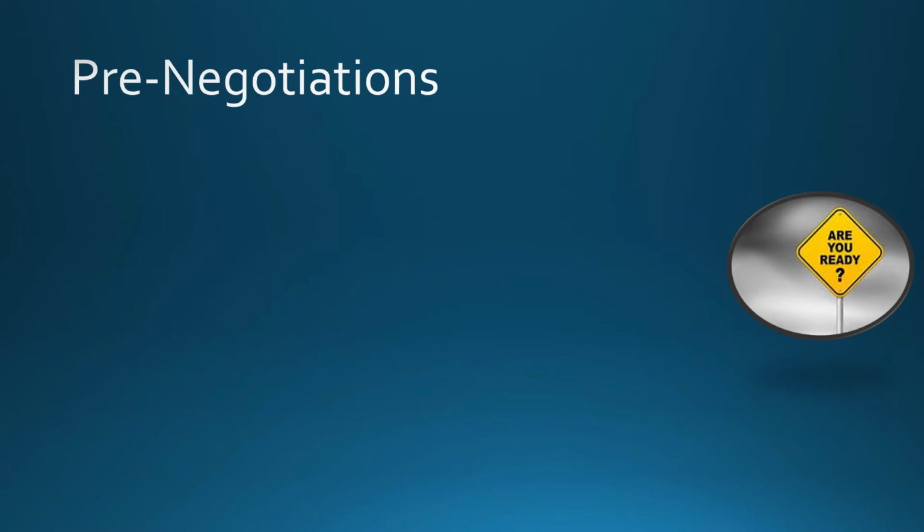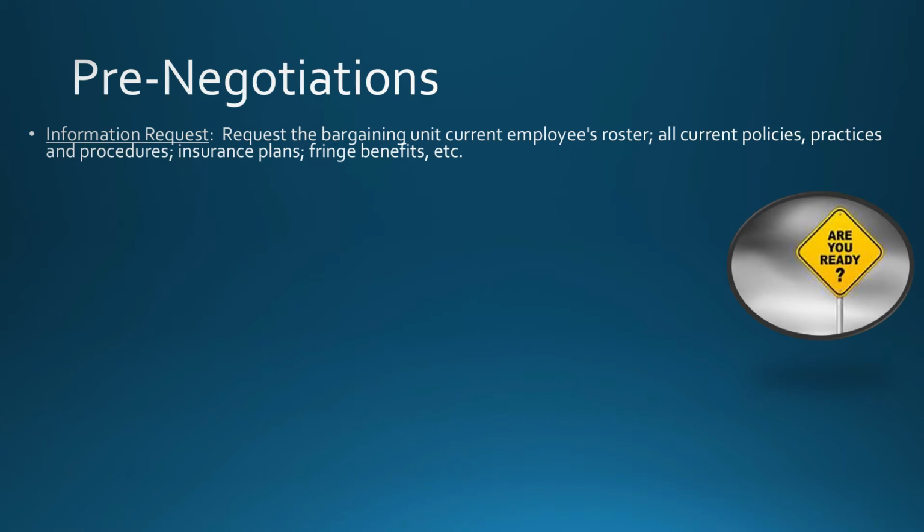Months before the union contract negotiations begin, there are many steps the bargaining team should take to prepare for negotiations with the goal of facilitating contract completion. First, information request. Request the bargaining unit's current employee roster, all current policies, practices and procedures, insurance plans, fringe benefits, etc.